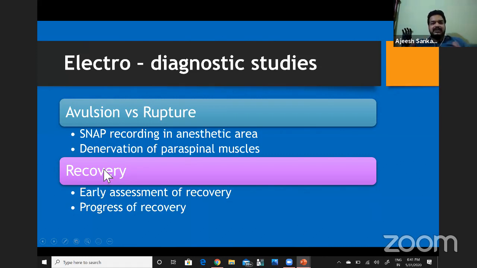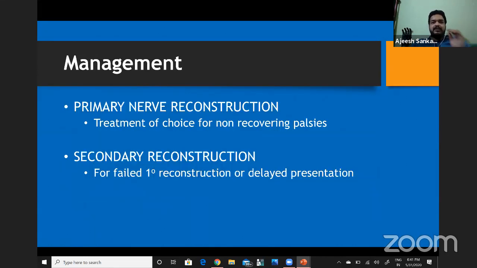And then of course, in situations when you have mixed patterns of recovery, you can have information from the muscles with electrodiagnostic studies, which give us some more early assessment of recovery as well. So management, I think currently the opinion is pretty clear that the management is a primary nerve reconstruction. It is the treatment of choice for all non-recovering palsies, and secondary reconstruction should be kept only for those who have actually failed primary reconstruction or they have a delayed presentation.